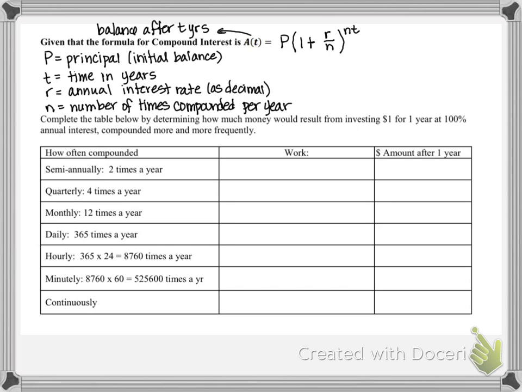So let's calculate some interest. In this case, we are given a principal balance of $1. We're investing it for 1 year, and our annual interest rate is 100%. So everything's going to be a 1, except for the number of compoundings.